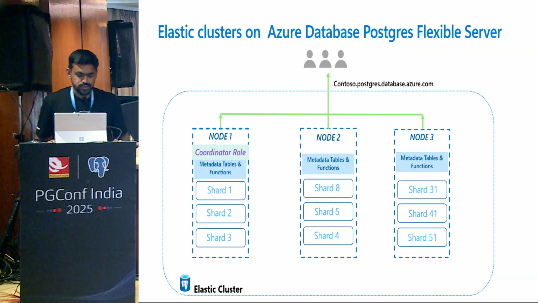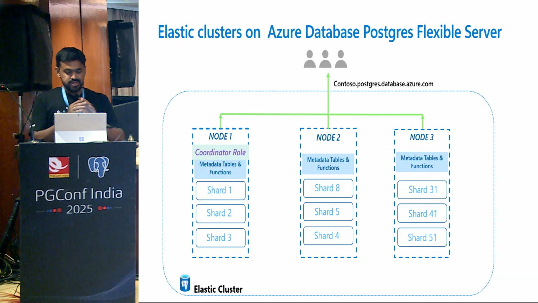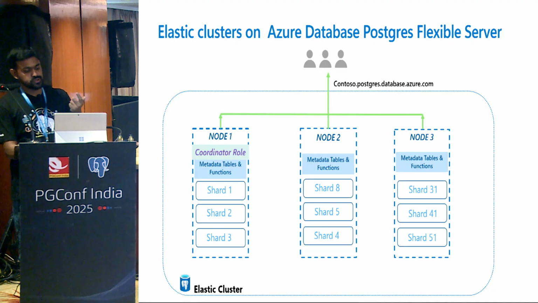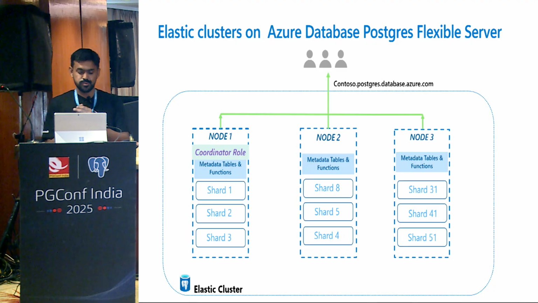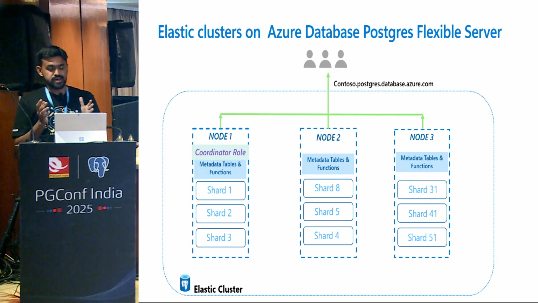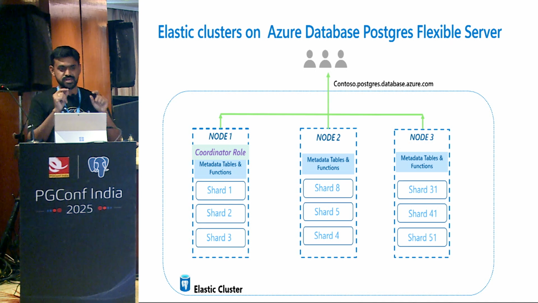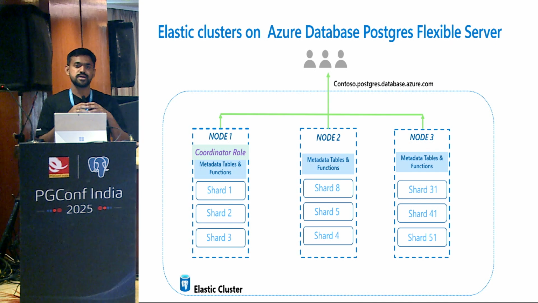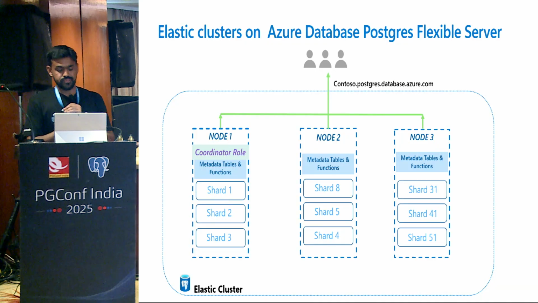Every node, as I said, shares no resources, and every node has two things. One is the metadata, and the other is the shards. Metadata consists of where the other data resides across multiple nodes. It keeps track of that using metadata tables. And a shard is nothing but a unit chunk of data.